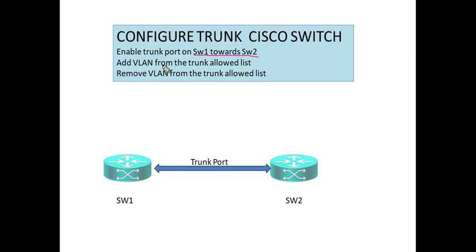Then we're going to take a look how to add a VLAN on a trunk port. And finally, we're going to take a look at how to remove a VLAN from the trunk port. Let's take a look at the config of trunking in Cisco IOS.